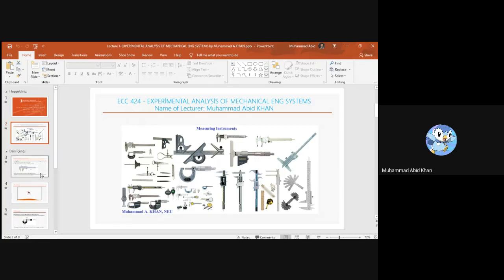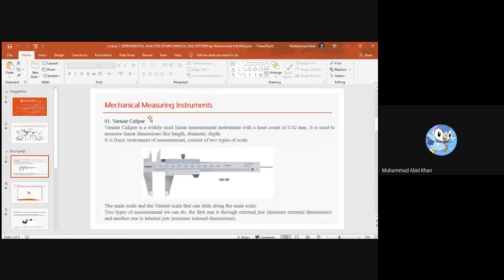Now, for example, there is the Vernier in the mechanical department. Which measuring instruments do they use? Number one, the Vernier caliper. The Vernier caliper is a widely used linear measurement instrument with a least count of 0.02 millimeter. It is used to measure linear dimensions like length, diameter, and depth.